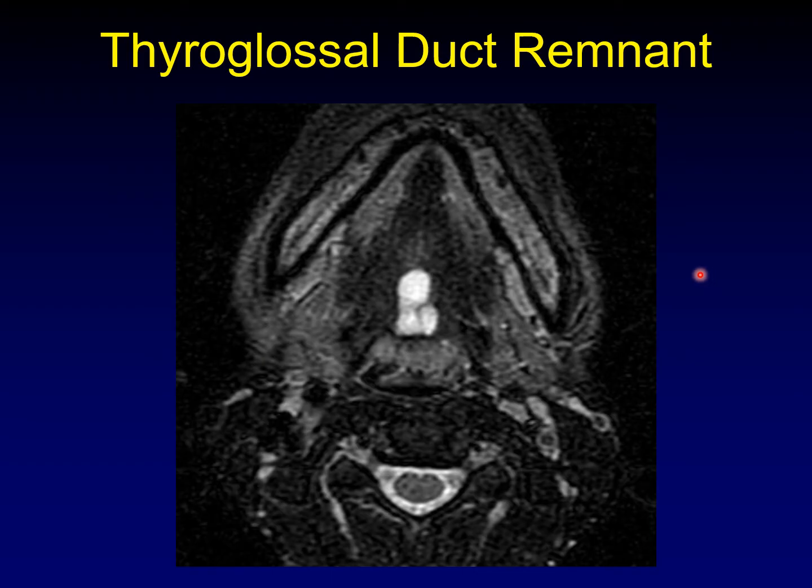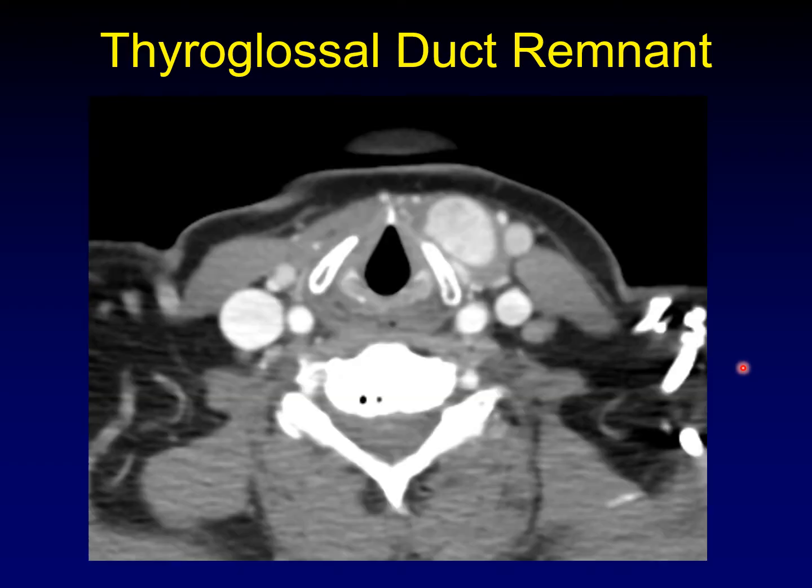Another place that you can get thyroglossal duct remnants is all the way up at the base of tongue, like this thyroglossal duct cyst. Anywhere along the normal thyroglossal duct tract is a potential location for a thyroglossal duct remnant. They don't have to be cysts.